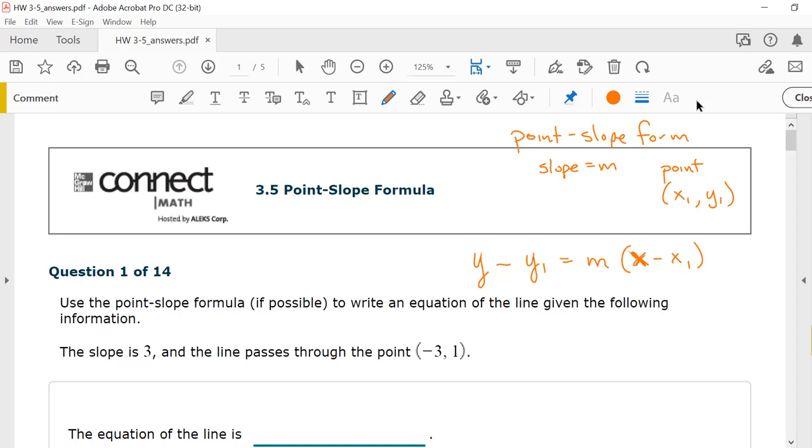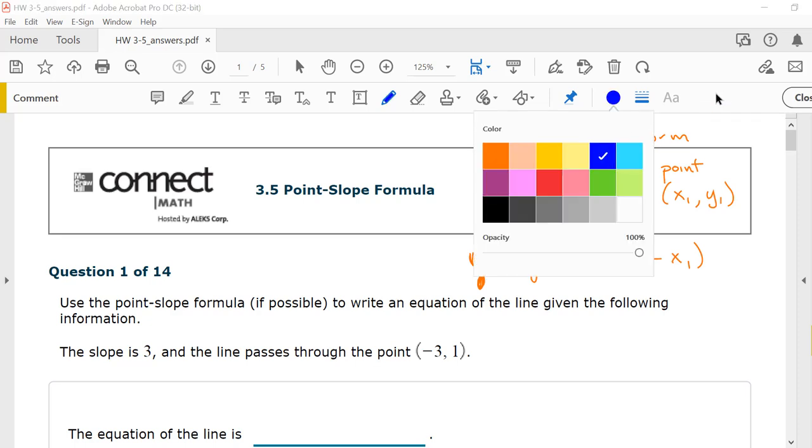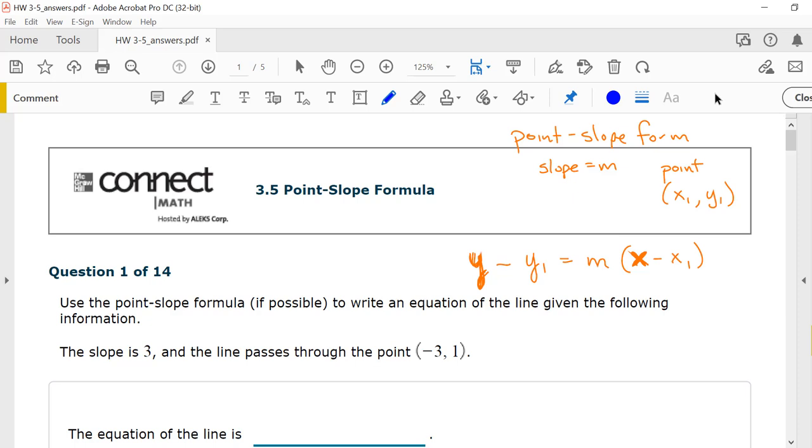Now again, the x and the y are going to stay put. Those are the variables x and y. Everything else turns into numbers. So number one says to use point slope formula to write the equation of the line. The slope is 3, and it passes through the point -3, 1.